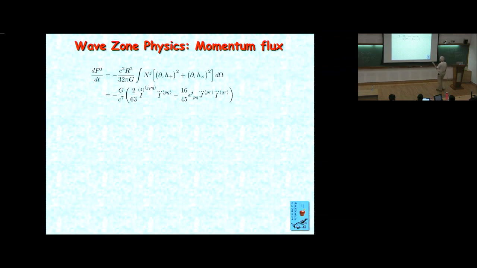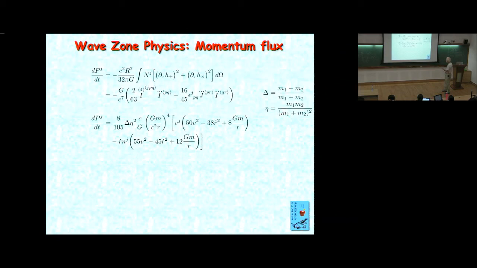And furthermore, there's even a term that comes from the standard quadrupole moment, 3 time derivatives, and this is the current quadrupole moment, the quadrupole moment generated by the momentum current, T^{0j}. So these higher order moments you have to include, but when you do it, you get this nice answer.